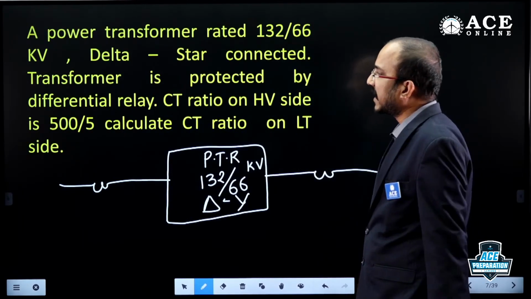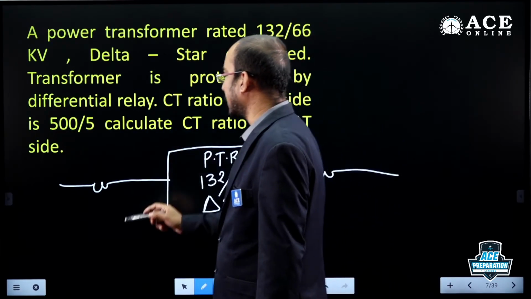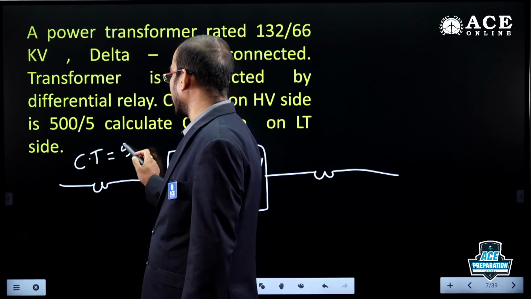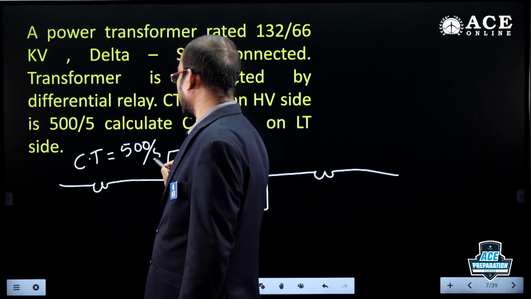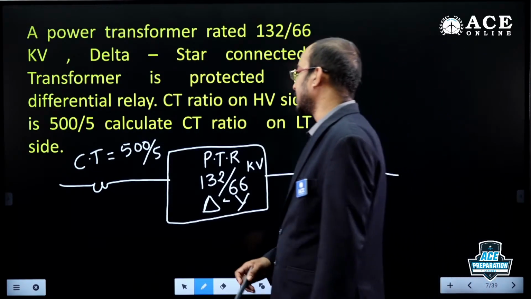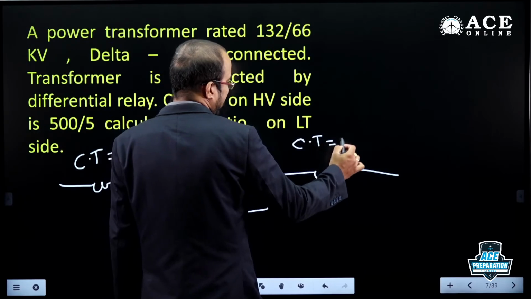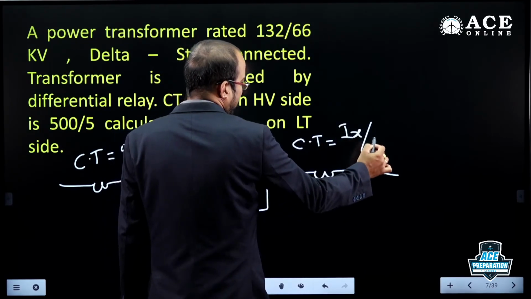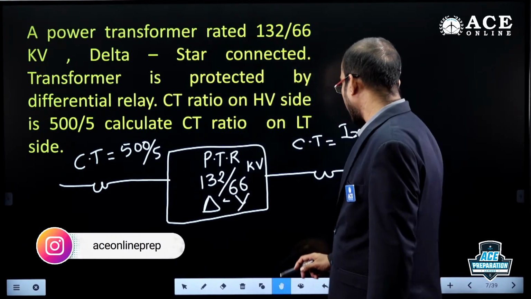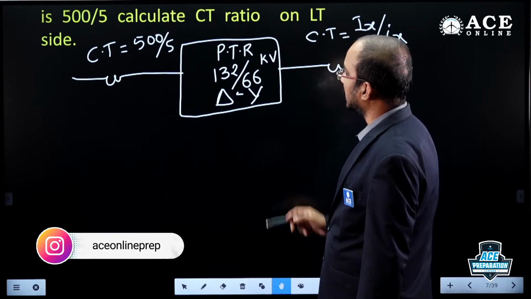What other data is given? The CT ratio on HV side is given as 500 by 5. What is asked? The LT side CT ratio. Let it be some capital Ix by small ix. So our target is to calculate this capital Ix by small ix. Now let us try to observe this.